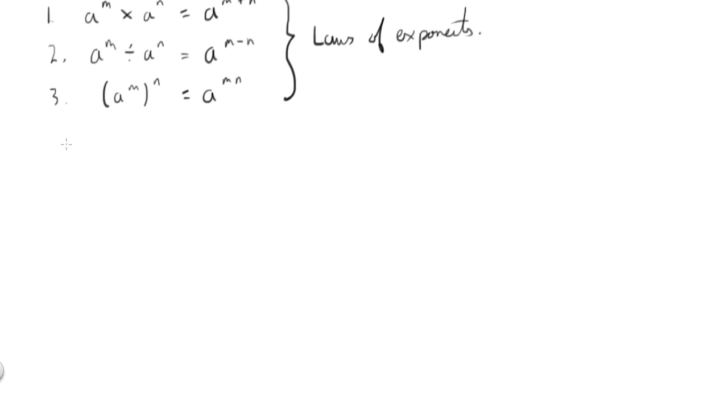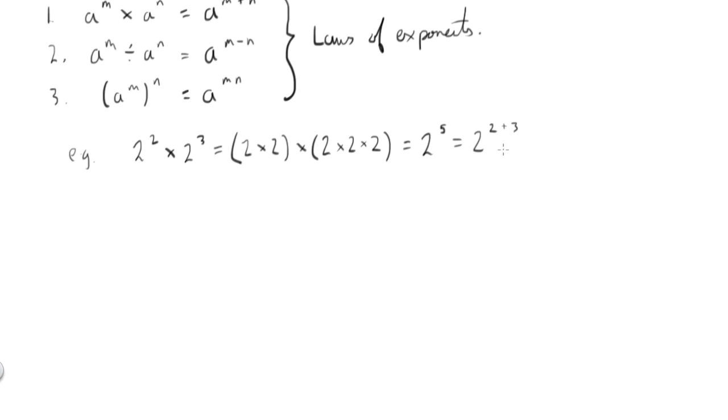Let's have a look at some examples. What if I had 2 to the power 2 multiplied by 2 to the power 3? If I expand these out individually, 2 to the power 2 is 2 times 2, and 2 to the power 3 is 2 times 2 times 2. So what we have here is 5 lots of 2s multiplied by each other. That's 2 to the power 5, and you can see that is actually 2 to the power 2 plus 3. So you can see it all makes sense. This validates the first law.